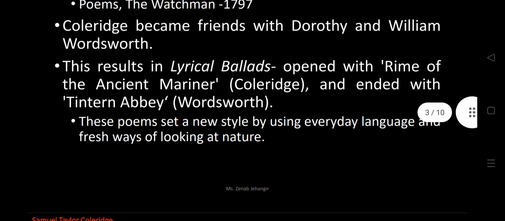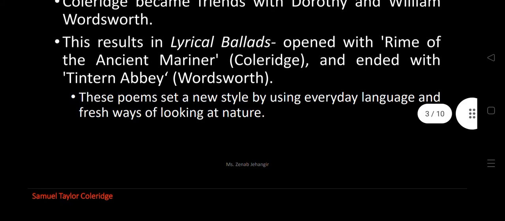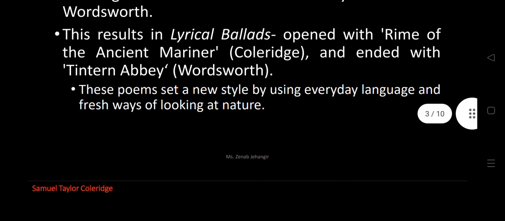Lyrical Ballads. I already told you it's very important in romantic poetry, and the romantic movement began with the publication of Lyrical Ballads, by both Coleridge and Wordsworth. It opened with The Rime of the Ancient Mariner by Coleridge, and it ended with Tintern Abbey by Wordsworth. Basically it's a collection of poems, nothing more than that.